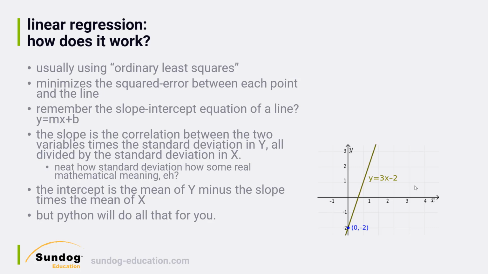And the intercept can be worked out to be the mean of y minus the slope times the mean of x. So mathematically, that's how ordinary least squares works. But the good news is you don't have to worry about that because Python will do all of that for you, at least through the packages that we use. So you don't have to code this up by hand. There are just packages you can use to do this for you.